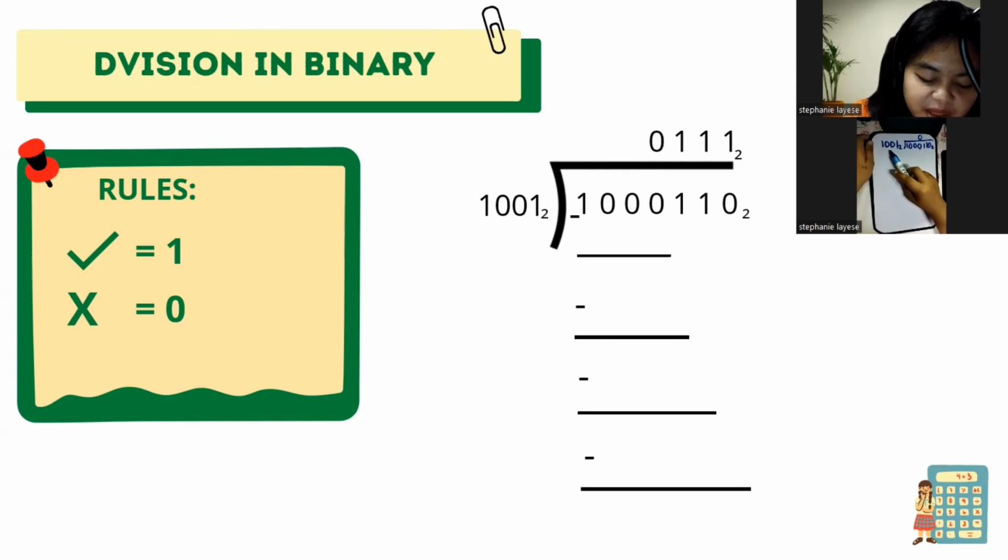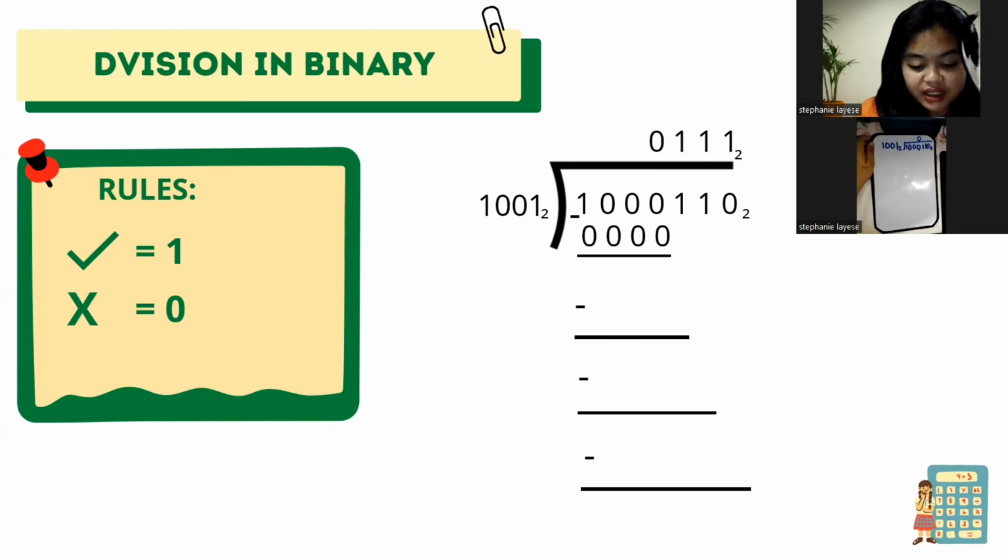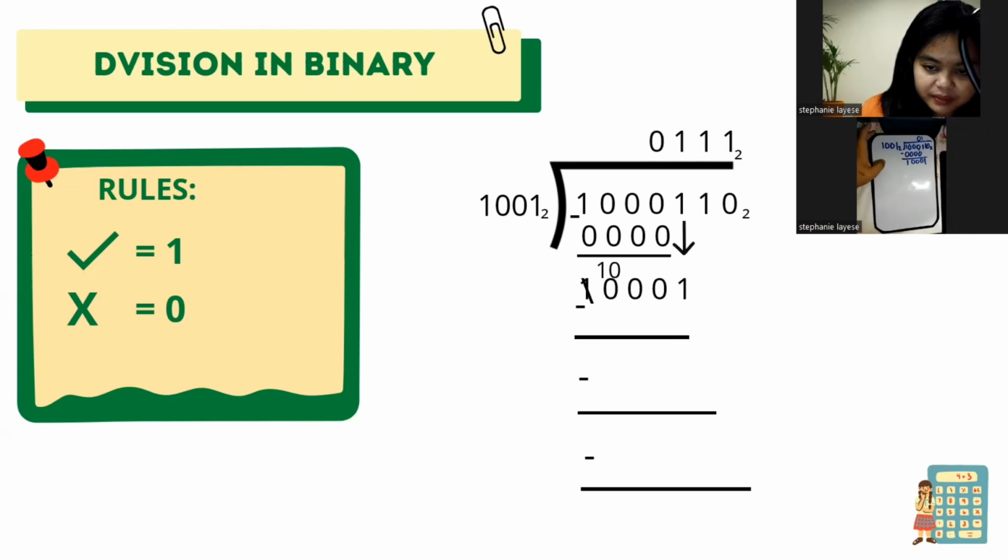And 0 times 1001, it means 0. So you can see, we put 0 here. And when we subtract it, 0 minus 0, it's 0, 0, 0, and we bring down 1. And then we bring down 1 here. So it means 10,001 divided by 1,001. It can divide, right? So we put 1 here and then 1 times 1,001.